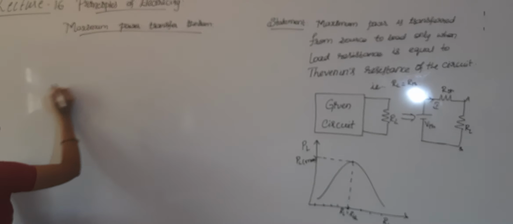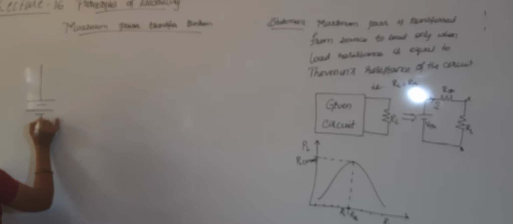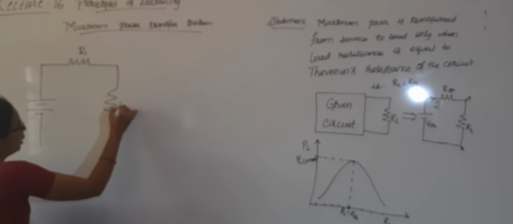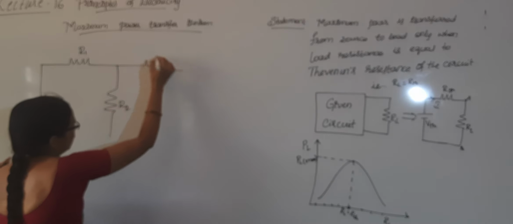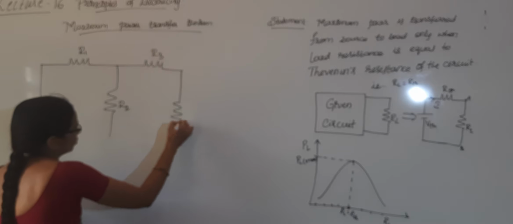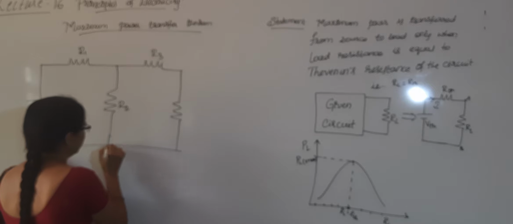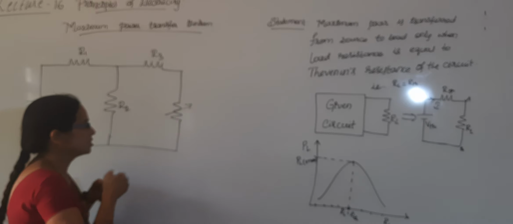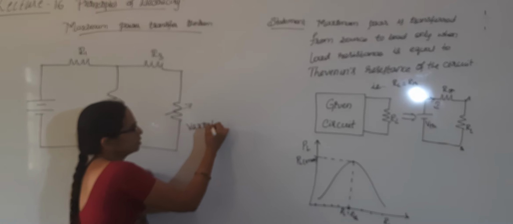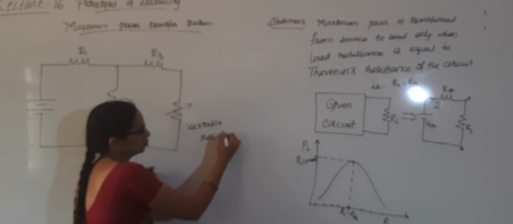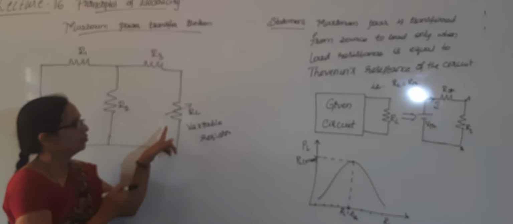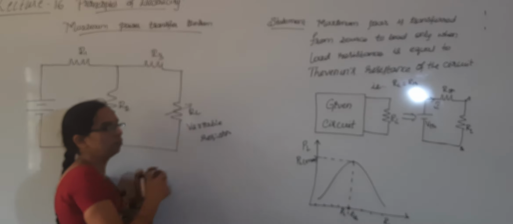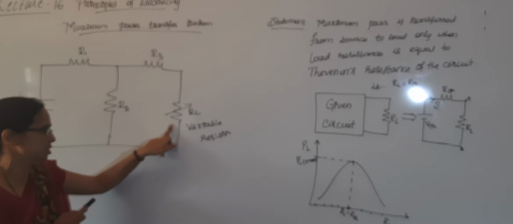Okay, there is an illustration. R1, R2, R3 and RL are there. I will make this RL. If I draw an arrow mark like this, it is nothing but a variable resistor. Variable in the sense you can vary this. RL will be increasing, the resistor will be kept here, and it will be variable. You can change the value of this resistance. Okay.